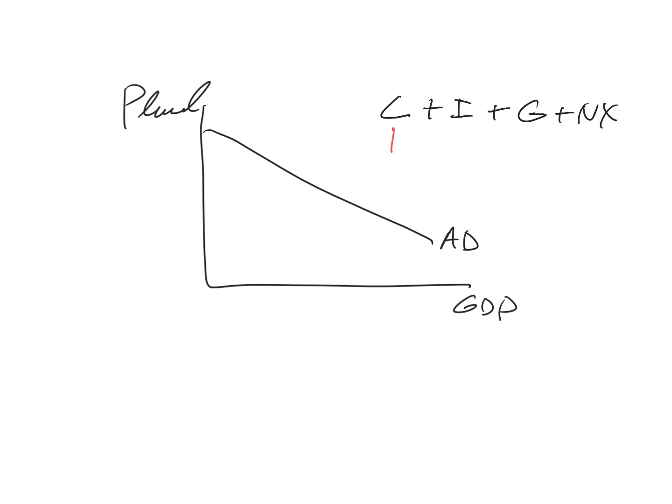So if consumption spending goes up, the aggregate demand curve will shift to the right. If consumption spending goes down, aggregate demand will shift to the left. Okay? Same with investment spending, same with government spending, same with net exports. If any of the components of aggregate demand change, the curve will shift. And that's the main thing we want to focus on: what will make the curve shift.